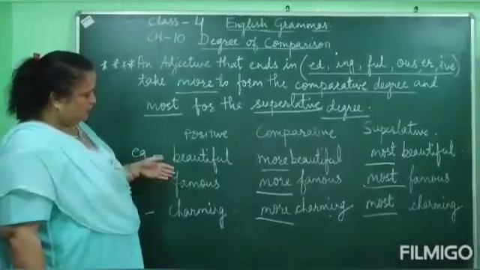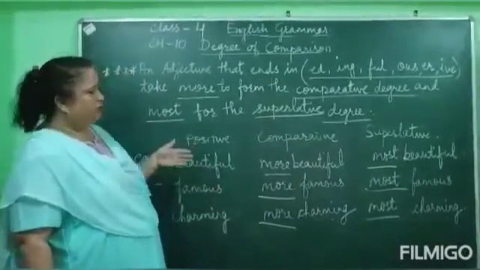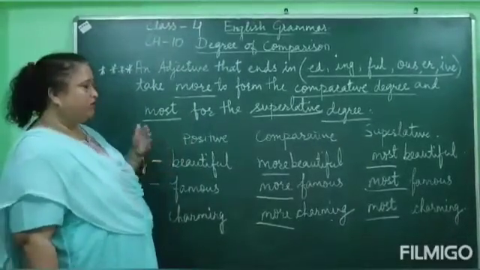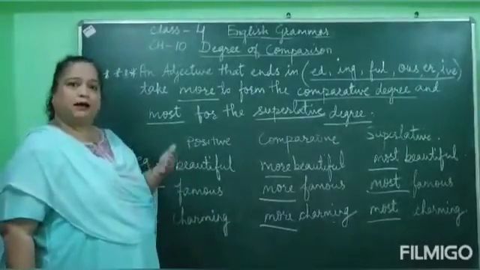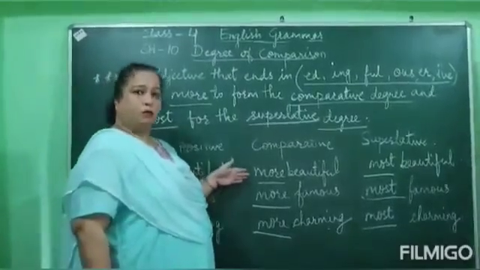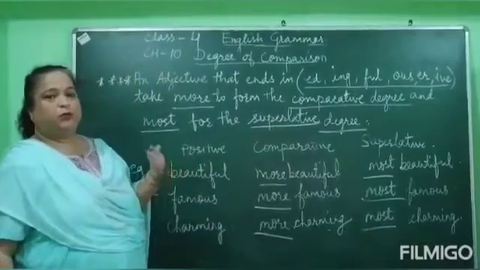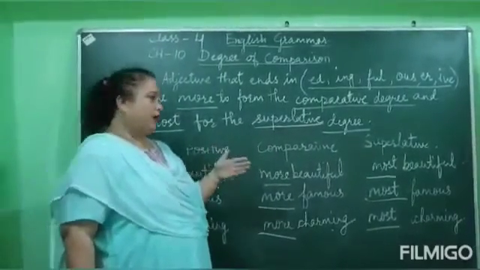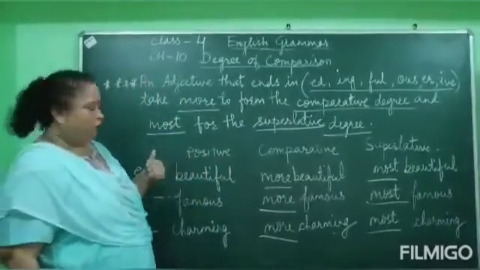Likewise, famous. This ends with ous. So to form the comparative, we write more and it becomes more famous. So Raj is more famous than Anita. Anita is famous, but Raj is more famous. So to form the superlative, what did we do? We added most. So we get the answer. Mohan is the most famous of all.